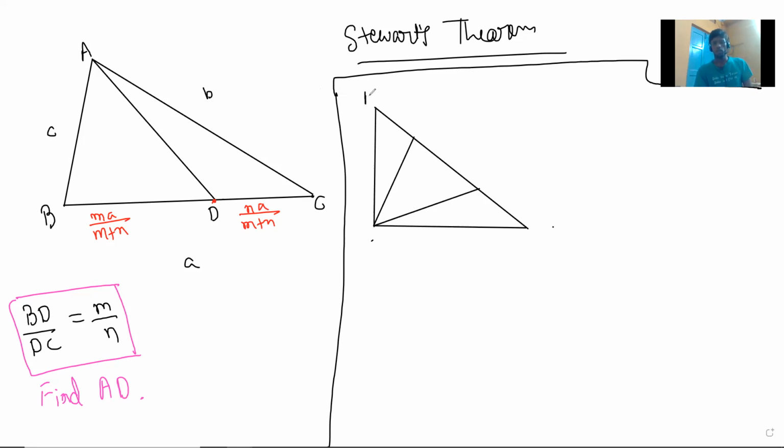So we have A, B, C. Let me use the notations from the book. Then we have E and D trisecting AC. So AE is equal to ED is equal to DC. So these are all equal. They're trisecting the hypotenuse.